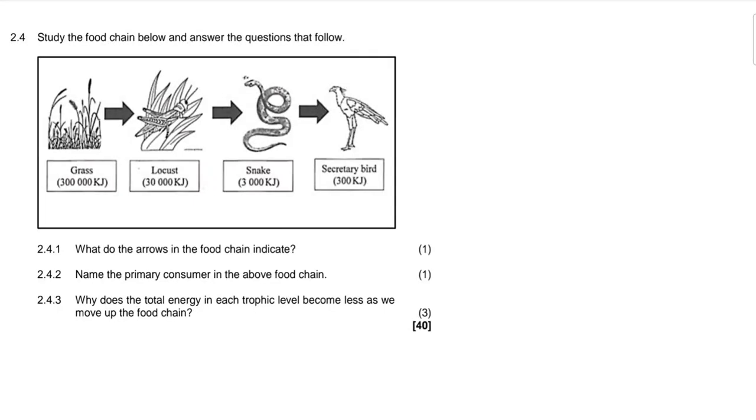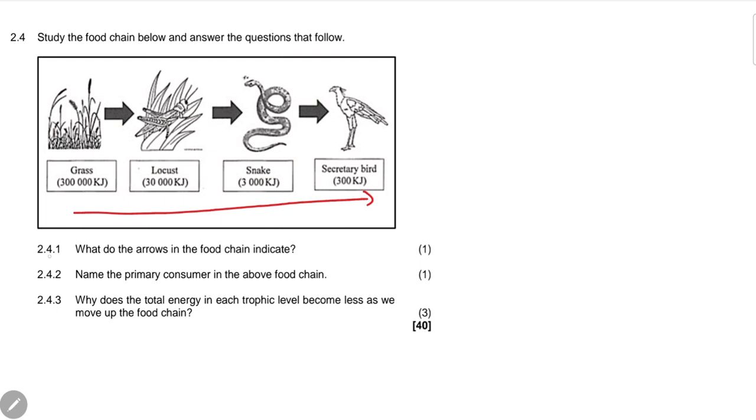Study the food chain below and answer the questions that follow. So we have grass, locust, snake, and the secretary bird. 300,000 kilojoules of energy, 30,000 kilojoules of energy, 3,000 kilojoules of energy, and 300 kilojoules of energy. I think you can say that the energy is decreasing as we go down.